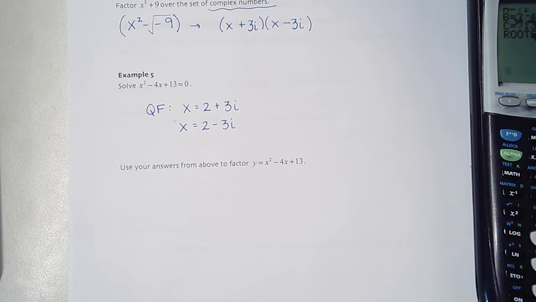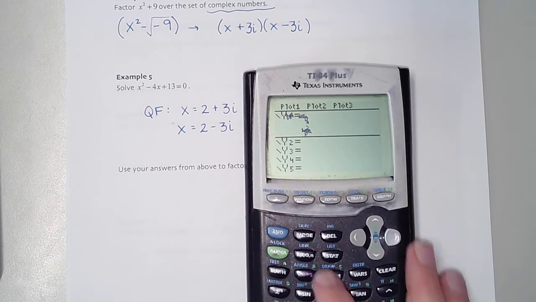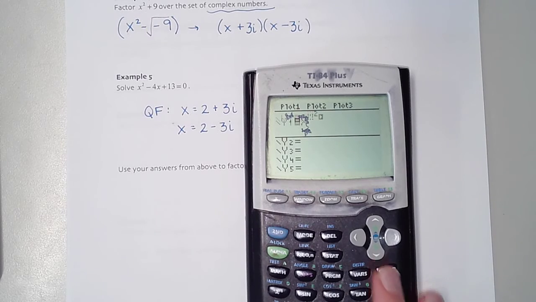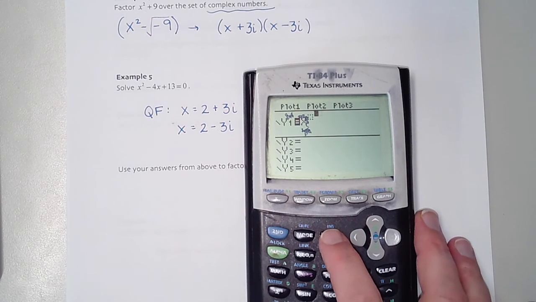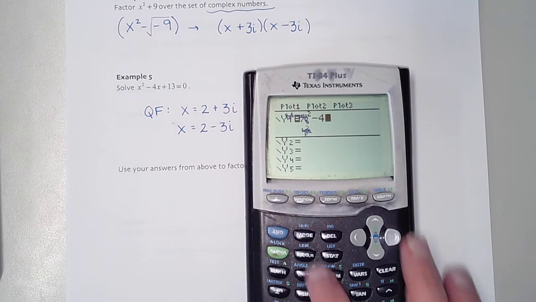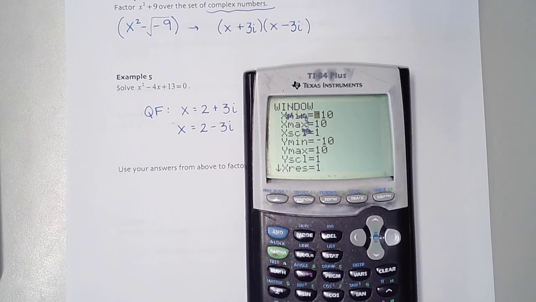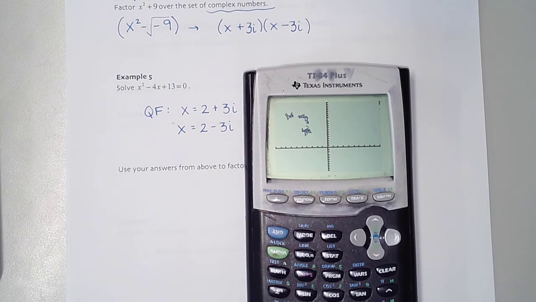And again, if I were to graph this thing, I wouldn't see any x-intercepts at all. Okay, in fact, let me do that real quick. Under y equals here, x squared minus 4x plus 13. And what you'll notice, it's going to be hard to see here, is my parabola is kind of floating up here in thin air.